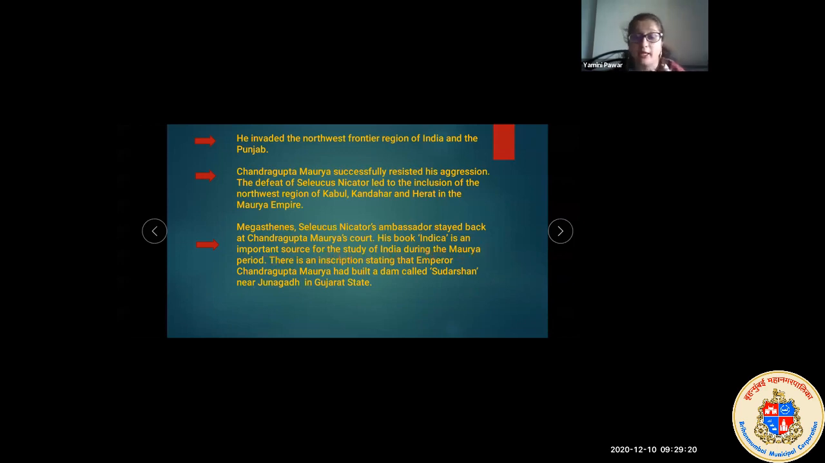Children, he has written a book named Indica, which mentions numerous things about what happened at that time in India, how it was conquered, how others got defeated, and many more things. But the main thing he described in his book was an inscription stating that Emperor Chandragupta Maurya built a dam called Sudarshan near Junagadh in Gujarat state. Who did this? Chandragupta Maurya, to solve the problem of the people. Let's look at the next slide now.